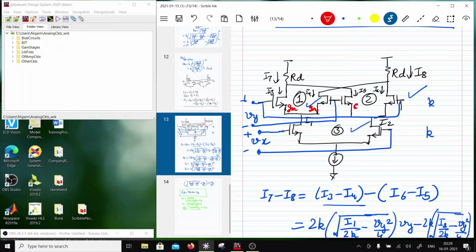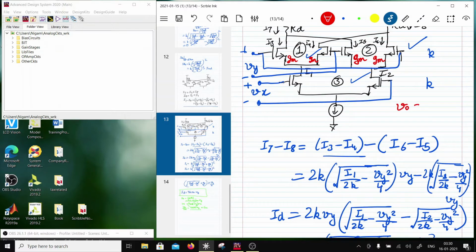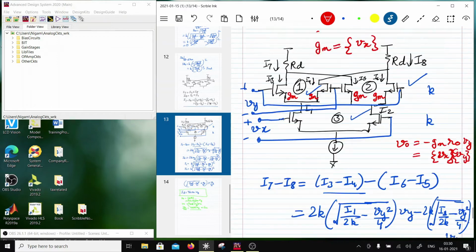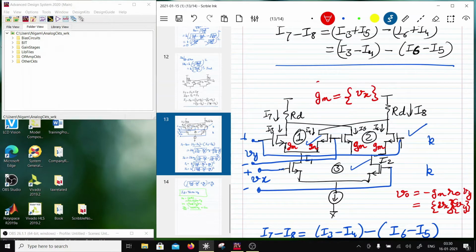Okay, so Vx controls the GM of these guys. So basically GM is a function of Vx. Next, the output Vo is minus GM RO, right? So in this case the GM is a function of Vx, and then times the gain, so it will be Vy. So GM RO is the gain, right? So in this case the two signals are getting multiplied. The simple way of understanding this is I am making a multiplier.